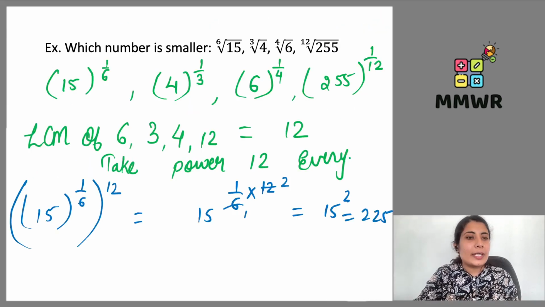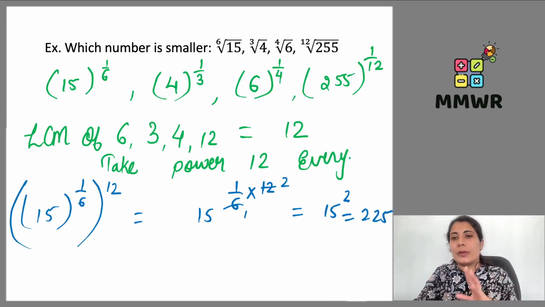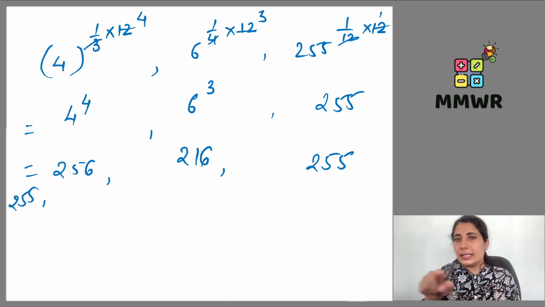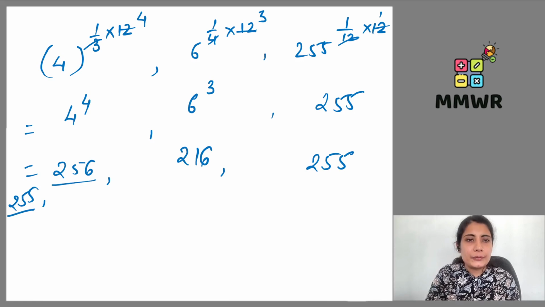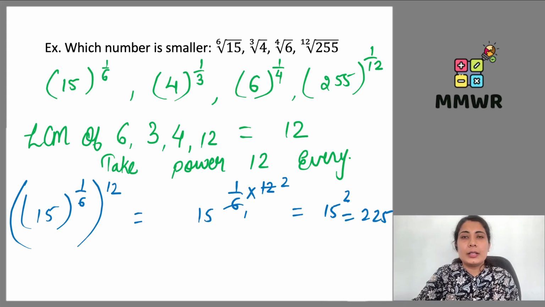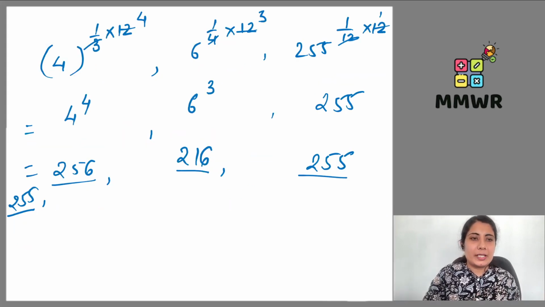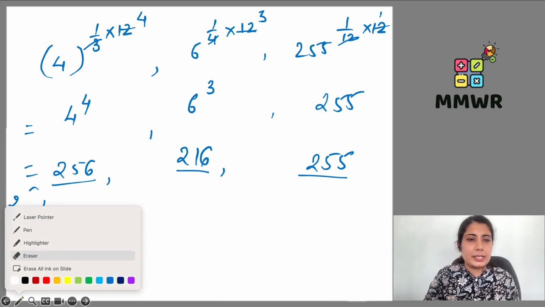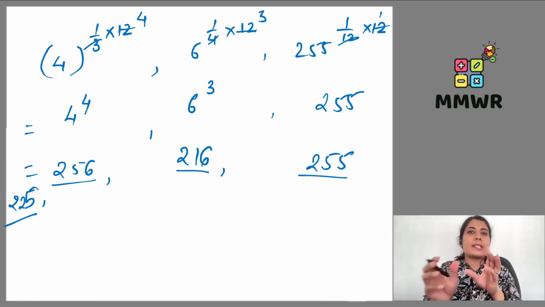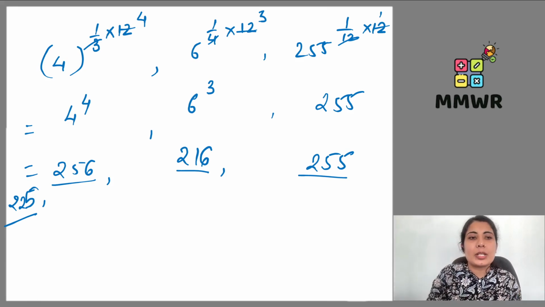The first number was 15 to the power 1 by 6. When I took the power, this gives me 225. Here it is 255. Among these all, 225, 256, 216, 255, which one is the smaller one? Okay. So sorry, it is 225. This is 225. Yeah. Let me rewrite it. So 225, 256, 216 and 255, which is the smallest one?